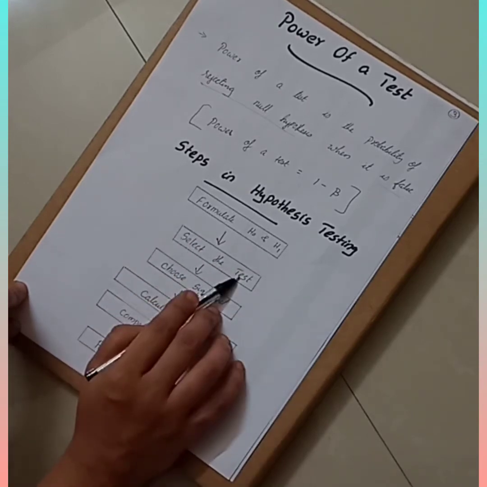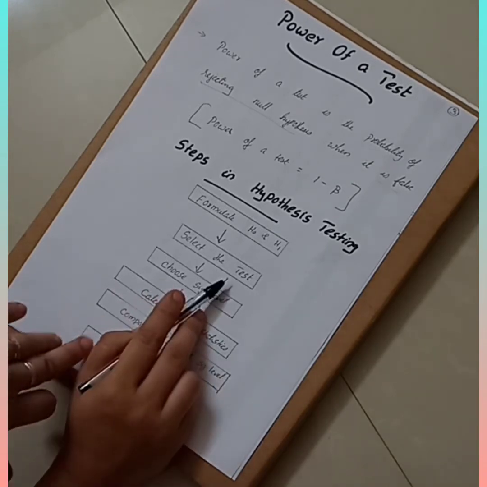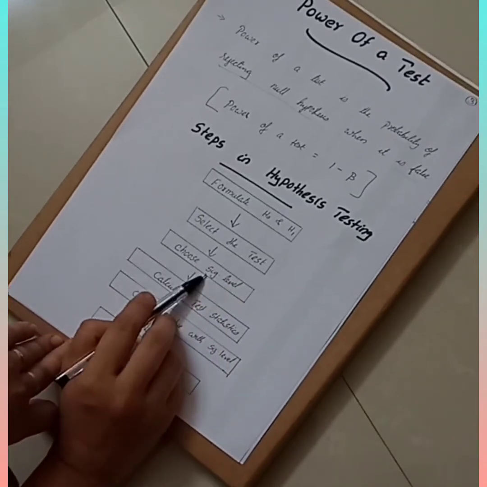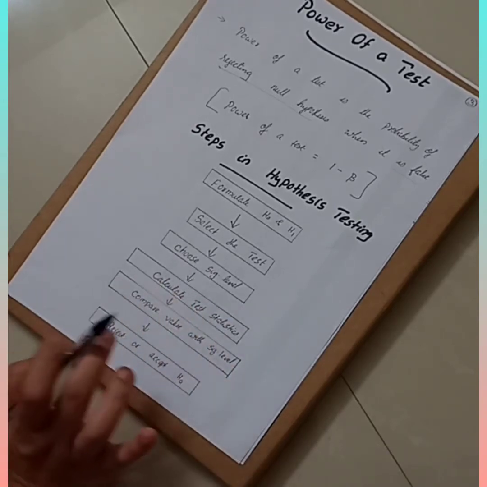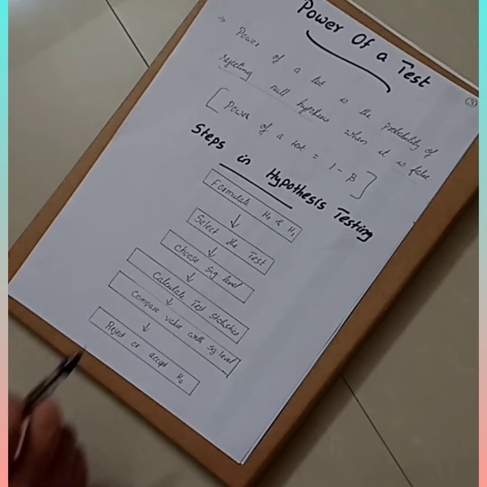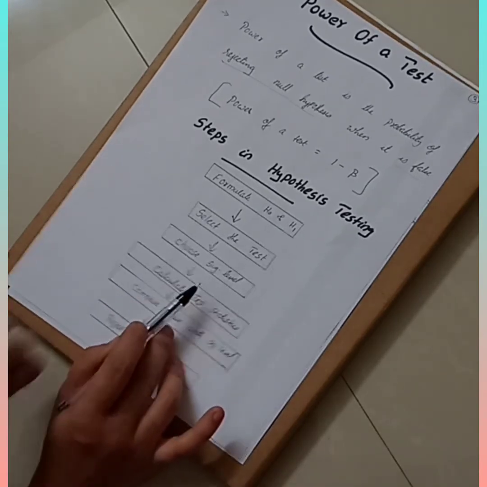Then we select the test. Selecting the test means we need to select whether it is a Z test or T test, or what type of test we are going to perform. Then choosing the significance level. How do we choose? If the significance level is given in the question, we can take it as such, or if the confidence level is given, then we need to find out the significance level.